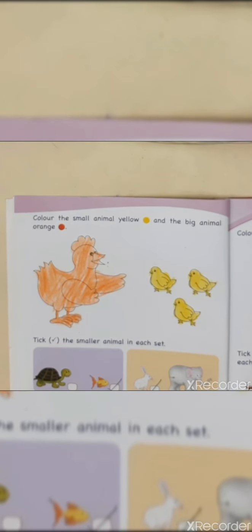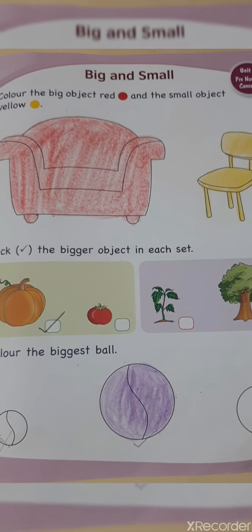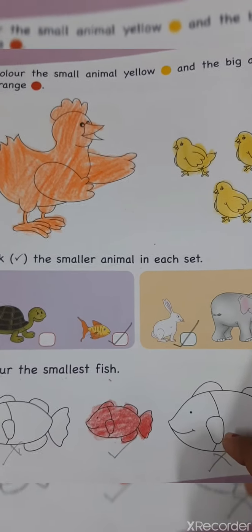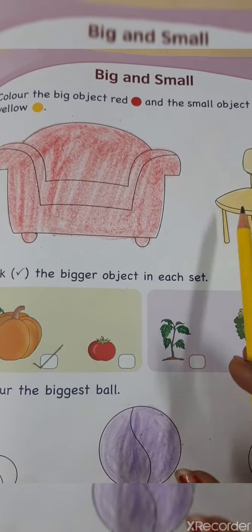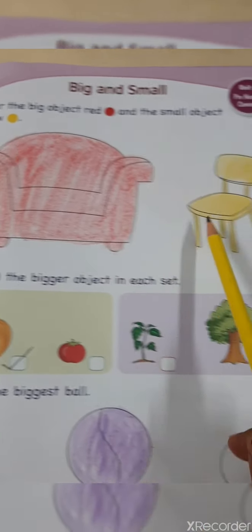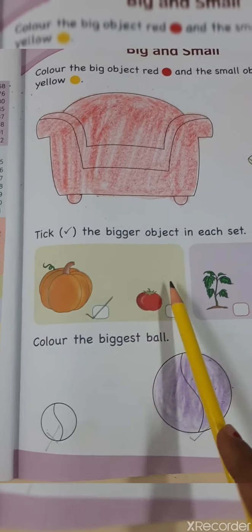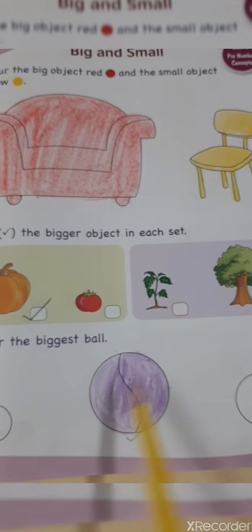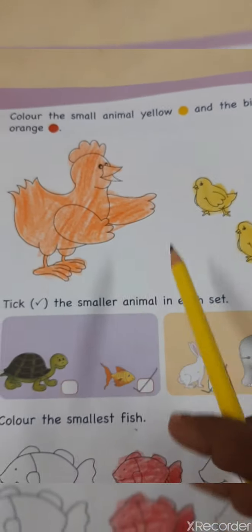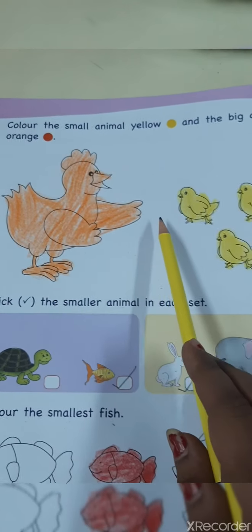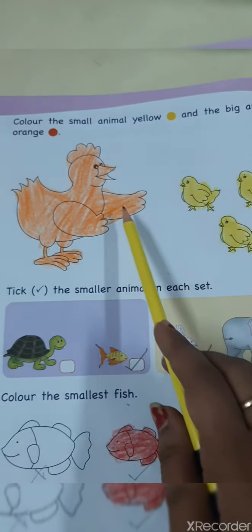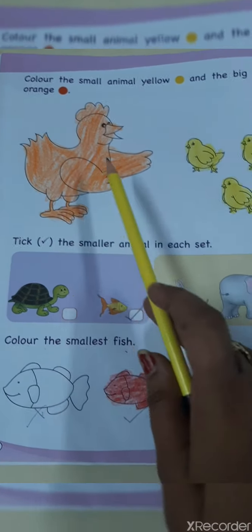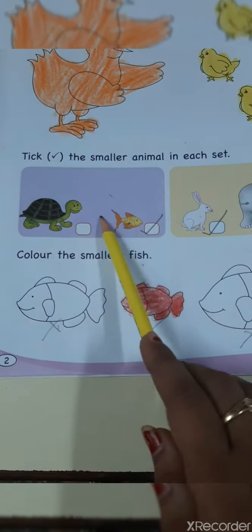Today in the maths workbook, we have done page number 1 and page number 2. Okay, in the first question we have circled the big object with red color and the small object with yellow color, and then in the next question we have ticked the bigger objects. And then we have colored the biggest ball. And then in page number 2 we have colored the small animals yellow and the big animal orange, and then we have ticked the smaller animal in each set.